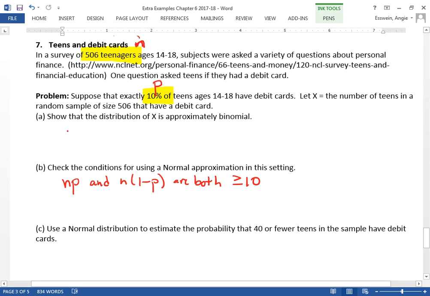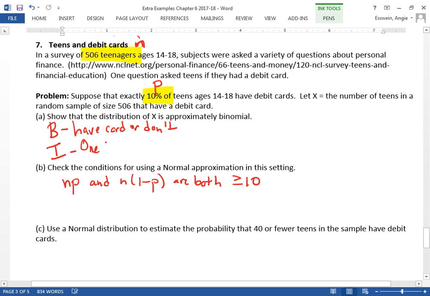And so let's check to see if it's a binary situation. So what is the yes or no here? What's the B? They have a card or they don't. That's success or failure. So it's binary. Independent. In this case it's a little weird to talk about independence, but it's basically just like one teenager having a debit card isn't going to change the probability another one does.